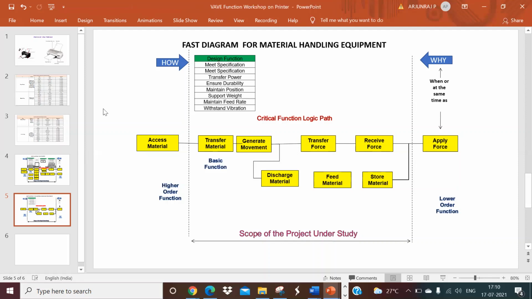So now again we are going to write feed material, and is there any relationship between the feed material and transfer force? No. See, I'm applying force to receive, force to transfer. This is different. But again, you need to see which logic. You need to go again. Okay, agreed.